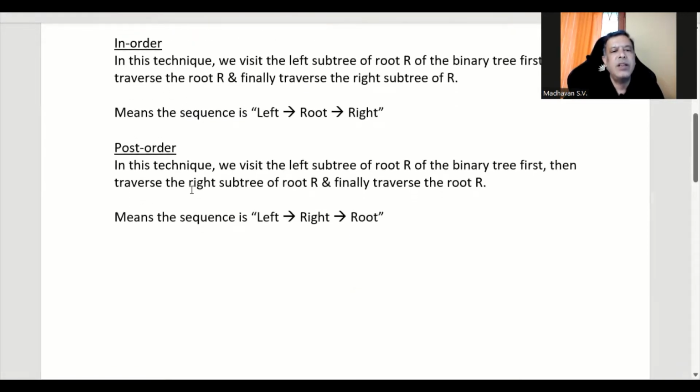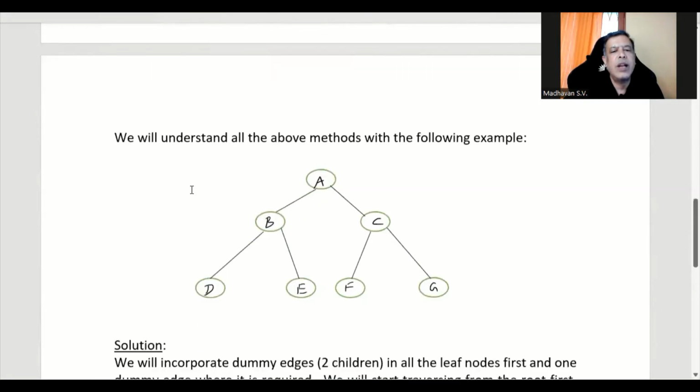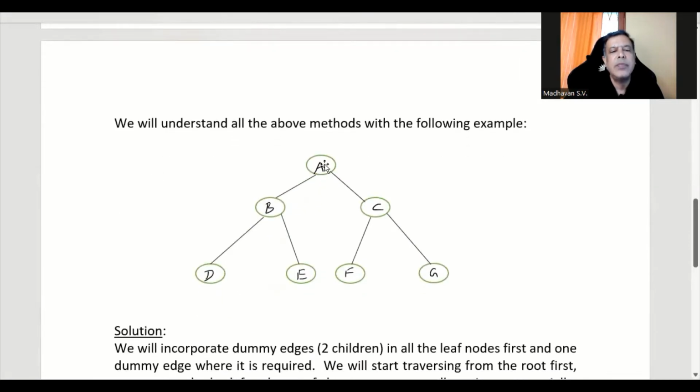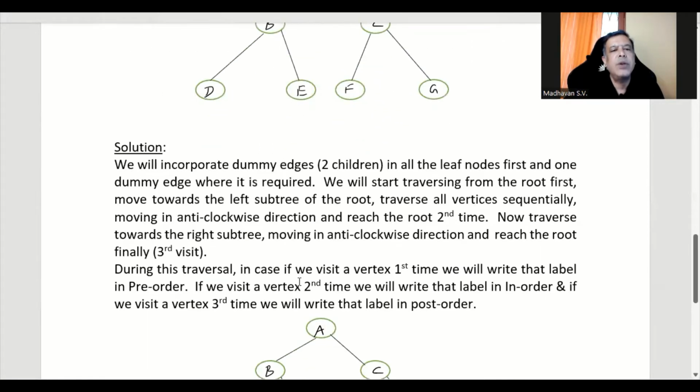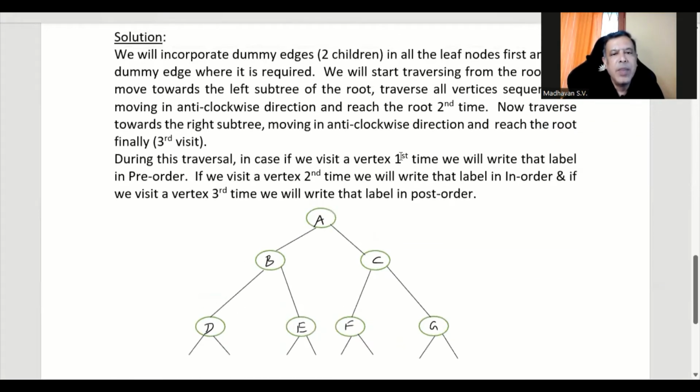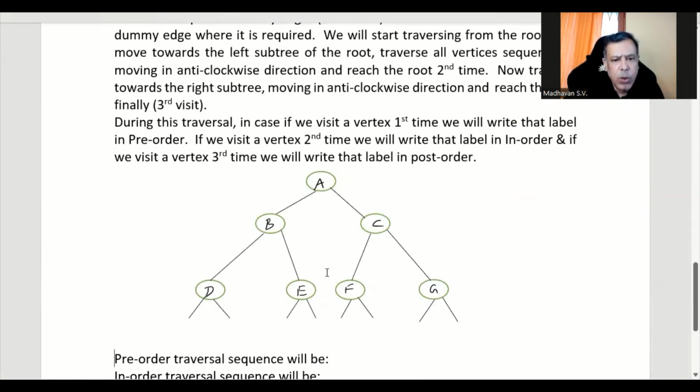Now, in order to understand all these methods, we will consider a simple example. This is the tree with nodes A, B, C, D, E, F, and G. To begin with, we incorporate dummy edges like this. Wherever a vertex does not have two edges, we add a dummy vertex. For D we added, for E we added, F we added, G we added. Suppose C had no children, there also we would add a dummy. Similarly, if some other vertex has not got two edges, we add a dummy. That is the very first step.